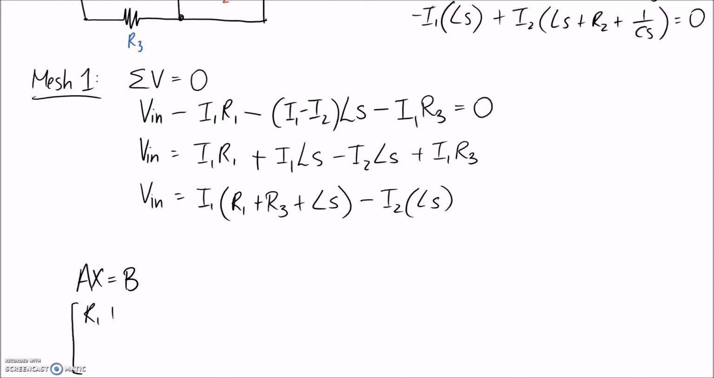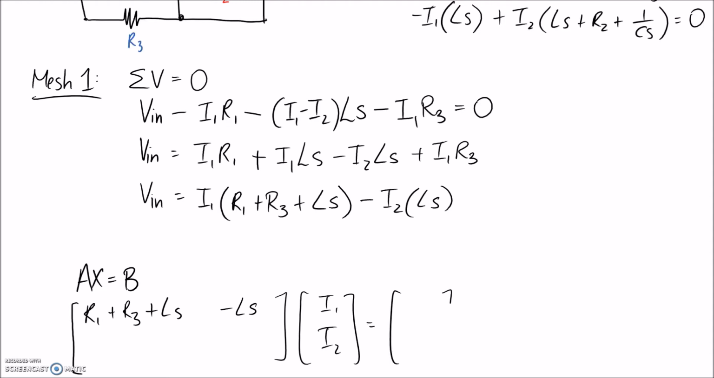So it's going to be R1 plus R3 plus LS, and in front of I2 we have negative LS. So these were the two unknowns, and on the other side our constant is V in. For this bottom line, it comes from the second equation. So we've got negative LS here, and we have this, and the constant on the other side is 0.